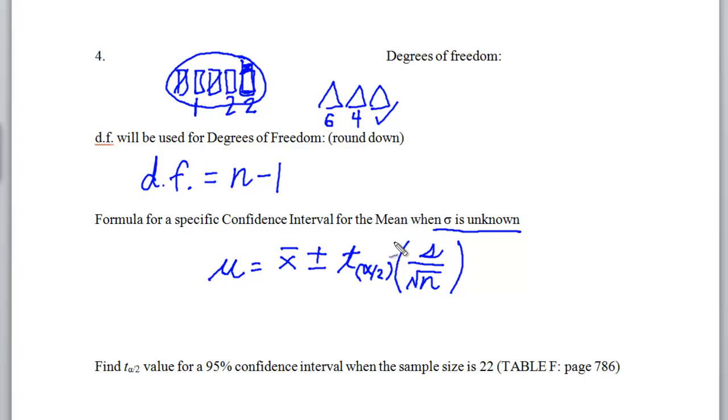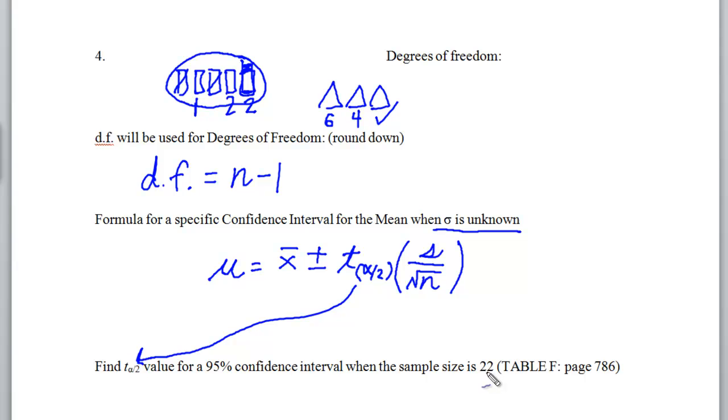So now we need to figure out, because we're going to be able to find our standard deviation based on our calculator. Our sample size will be given to us, our average due to our calculator, but now we need to find this value. So to find this value, we're going to look at the table on page 786 for a 95% confidence interval whose sample size is 22.